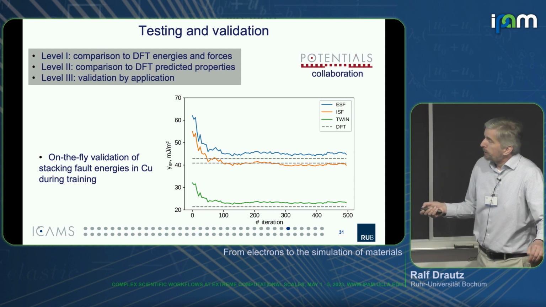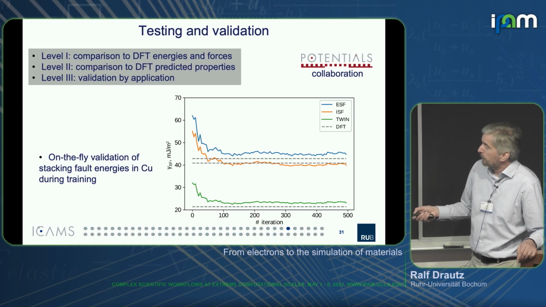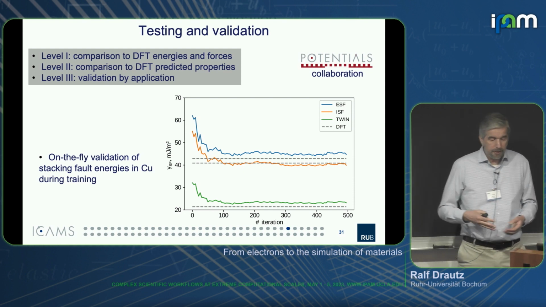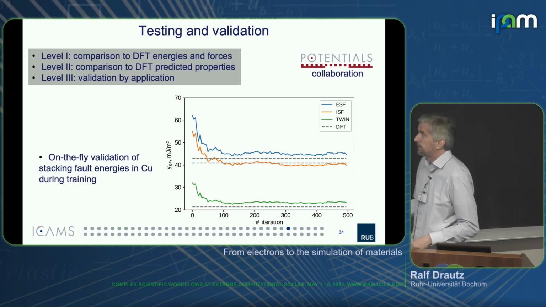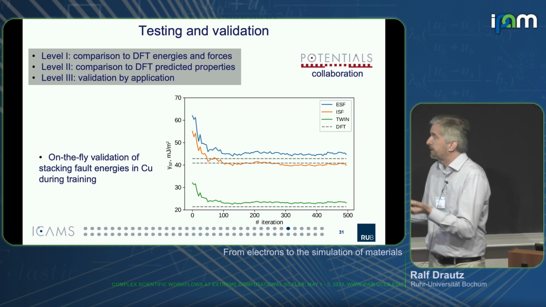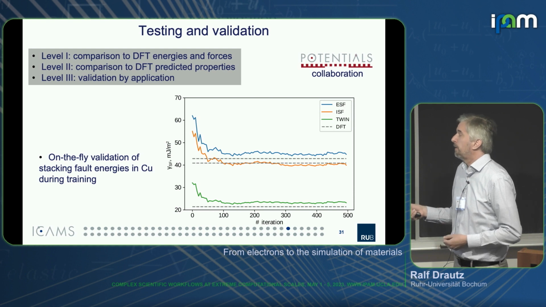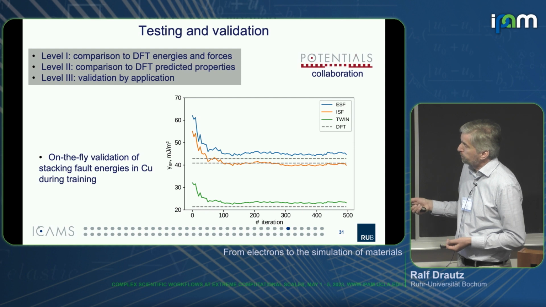And one example that I show here is on-the-fly validation. So when we run our pacemaker optimization code, these are the numerical iterations, then you can slot in properties that you'd like to monitor. For example, that's copper. The stacking fault energies are important for copper, and they are computed at every few iteration steps, and you see if you're converging to them.